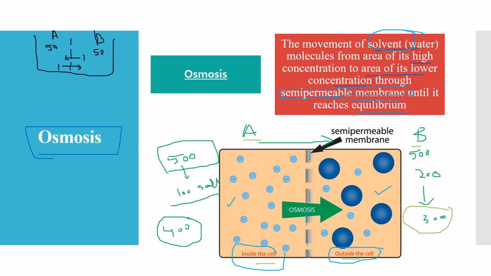So in osmosis, movement of water molecules or solvent molecules is required, and the movement is always from high concentration to low concentration. Semi-permeable membrane is essential, and the process of osmosis takes place until it reaches equilibrium, and after equilibrium there is no net movement of water molecules.